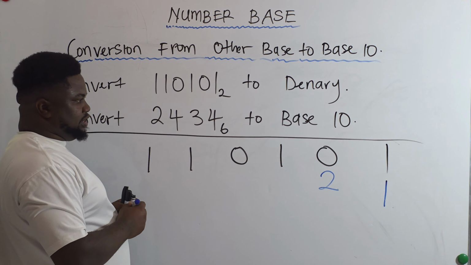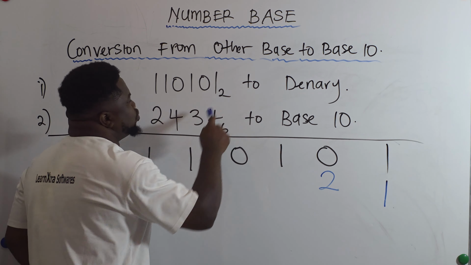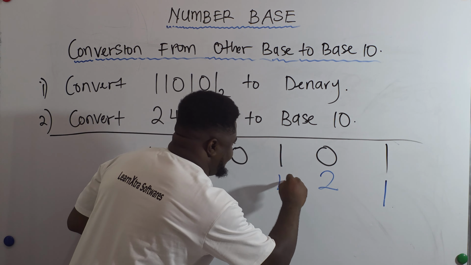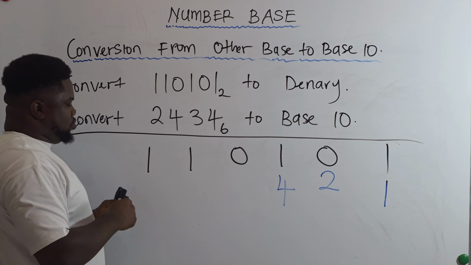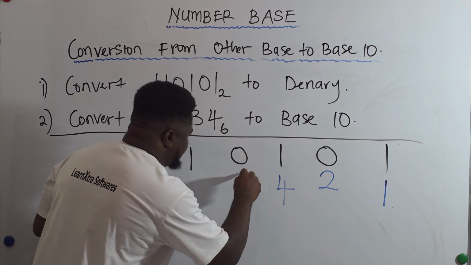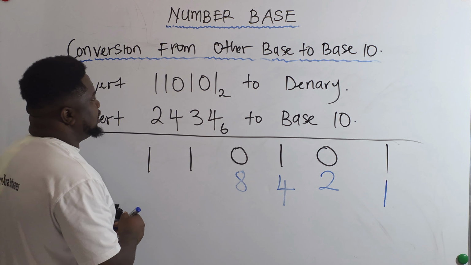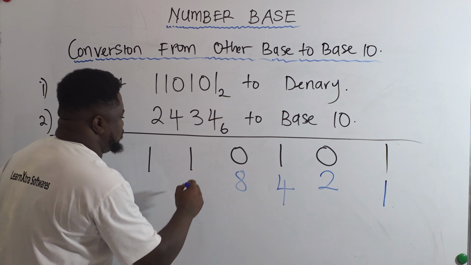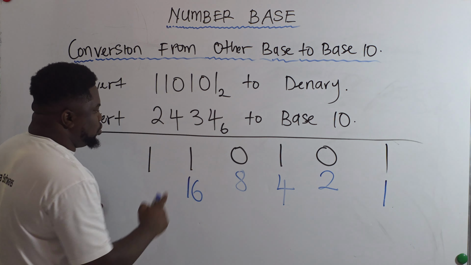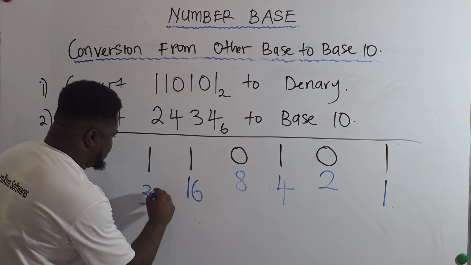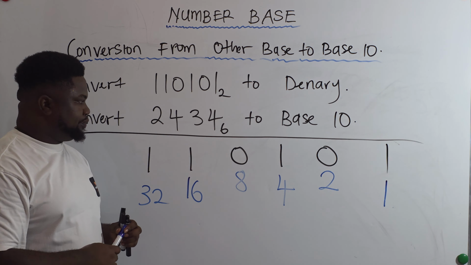Next position goes there. You go again. 2 times 2, 4. You go again. 4 times 2, that's 8. You keep going. 8 times 2, 16. 16 times 2, 32. You have gotten their positions.